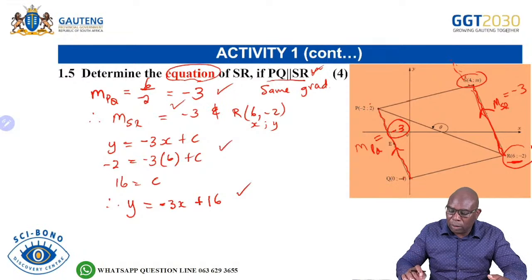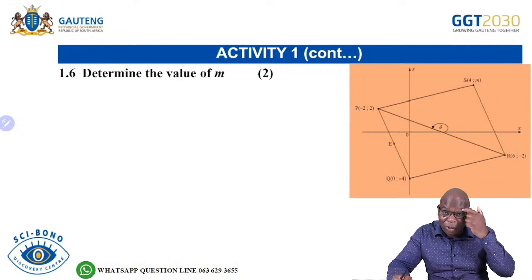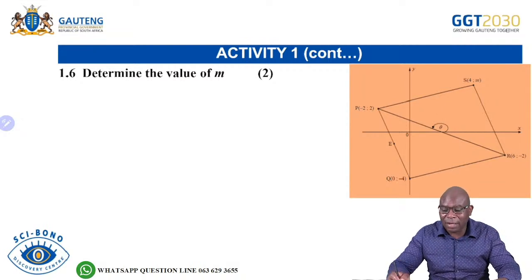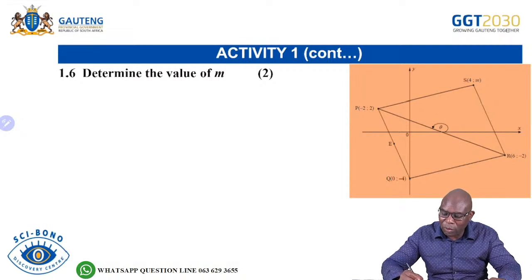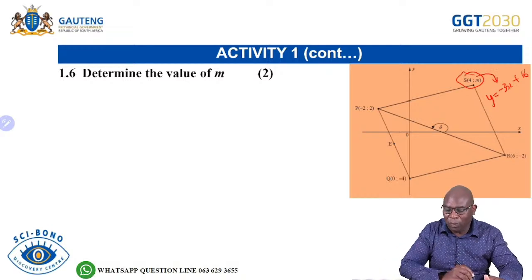Okay, let's go to the next one, 1.6, and you can see those questions are based on the same sketch. So whatever answers you're getting, you can put them on the sketch so that when you go to the next one, you already know, okay, I have that answer and I'm using that answer there. Now here it says determine the value of m. So here I already know that the equation of that line is y equals negative 3x plus 16. And this point here is also on that. You see? So now what can I do here?